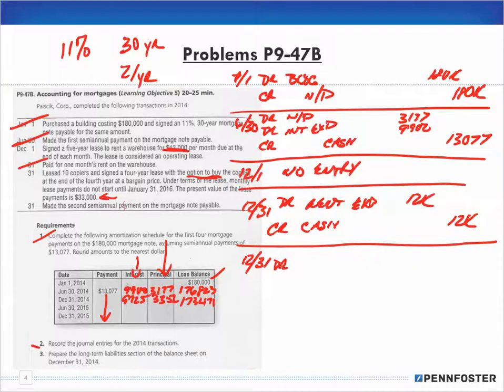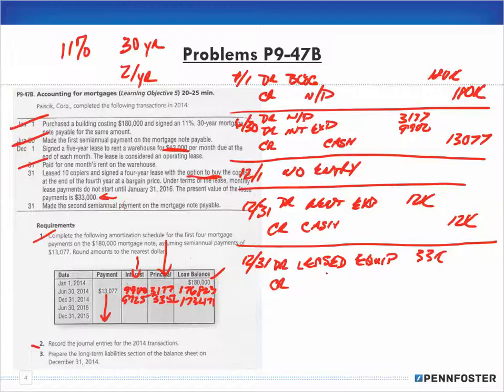So we're going to own it, and therefore we're going to record it as an asset. So I'm going to debit leased equipment for the $33,000. And we're going to credit.